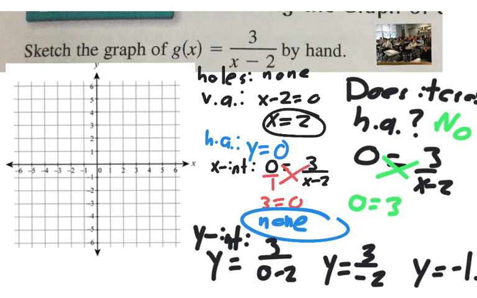Okay, so when I put this all together, here comes the big picture. I have no holes. I have a vertical asymptote at x equals 2. So I'm going to go to x equals 2, and I'm going to draw a dashed line to represent my vertical asymptote at x equals 2. Next, I have a horizontal asymptote at y equals 0. So I'm going to go to y equals 0, and I'm going to draw a dashed line. So that is on the x-axis.